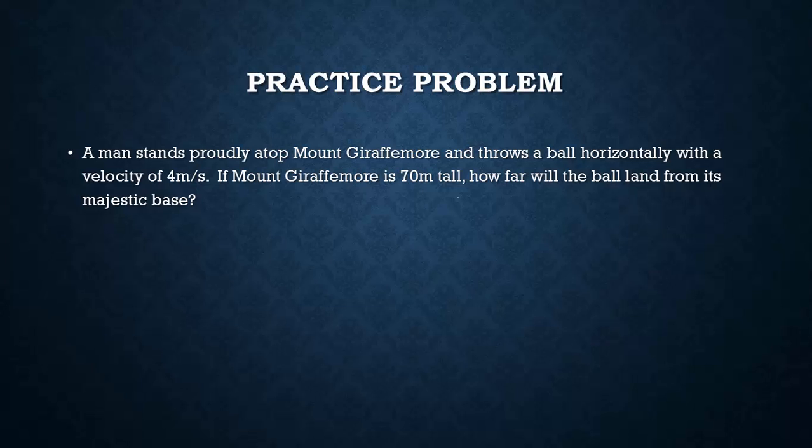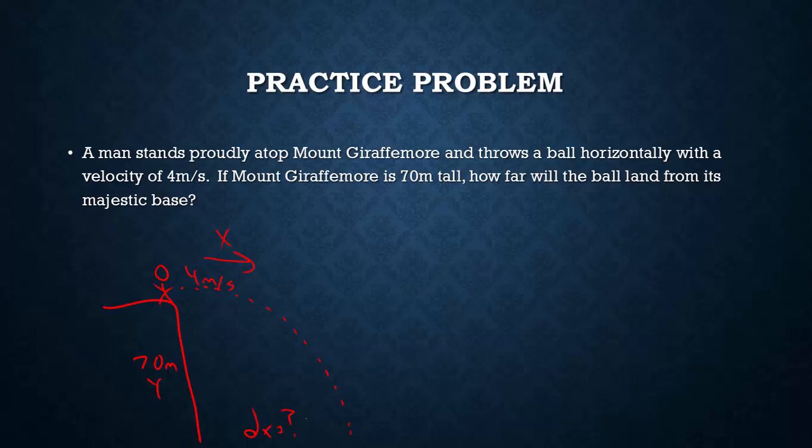A man proudly stands atop Mount Giraffemore. So here he is. There's our mountain. Here's our guy. He throws a ball horizontally off of the mountain with a velocity of 4 meters per second. If Mount Giraffemore is 70 meters tall, how far will the ball land from its majestic base? So 70 meters is the height in the y direction. He throws the ball at 4 meters per second in the x direction, and it wants to know the distance in the x direction.